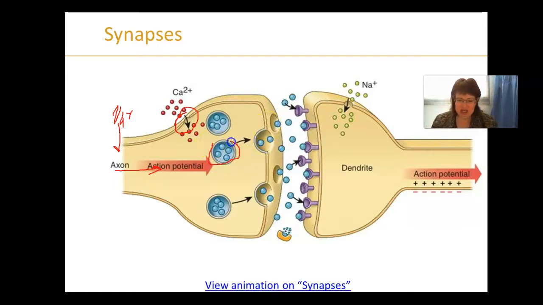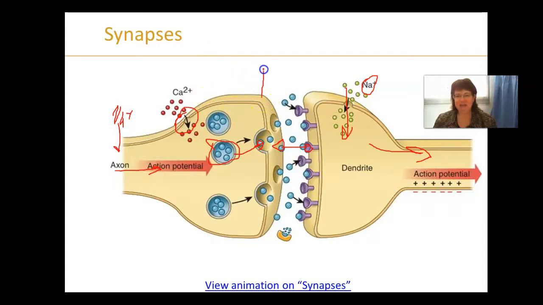Because of the change in calcium, the synaptic vesicles move to the end, release the transmitters, and the transmitters bind. If there's enough bound, sodium comes in again. Sodium should actually be coming in through here, but whatever. Sodium comes in again. If enough sodium comes in, it depolarizes and it continues on.